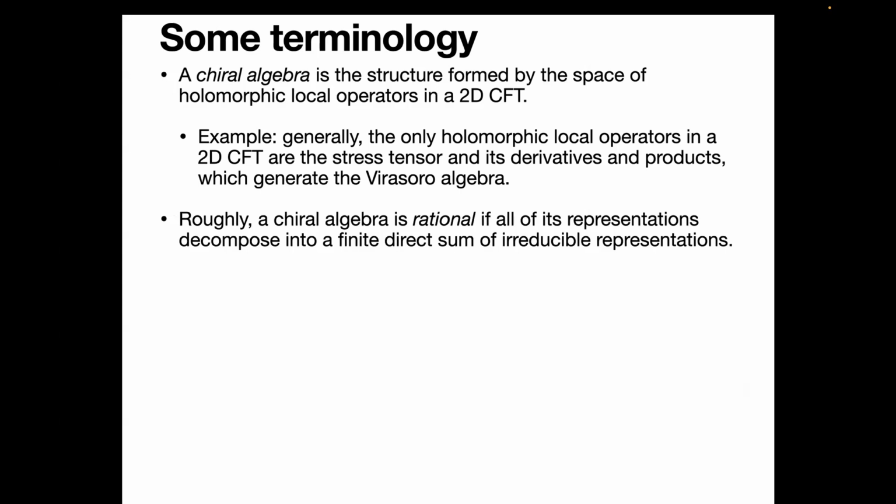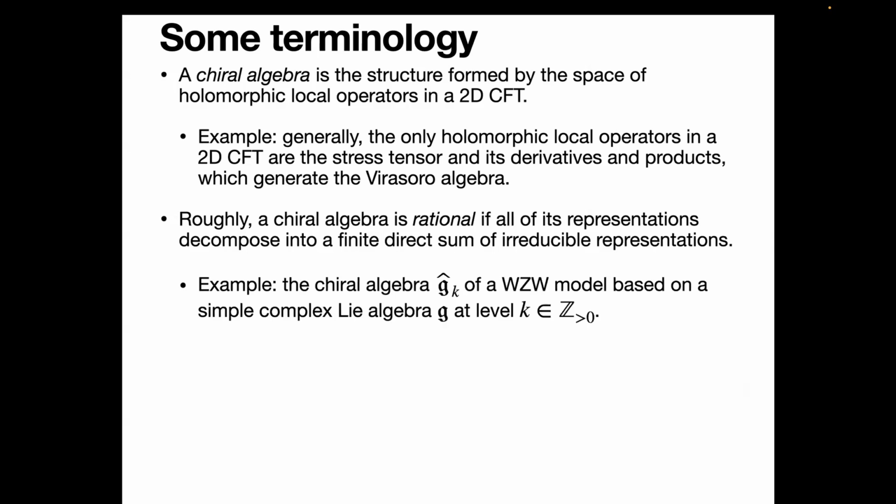So we want to consider particularly nice chiral algebras. One is rational. These are chiral algebras which have a very nice representation theory. They have finitely many irreducible representations, and every representation decomposes into a finite direct sum of these. The prototypical example is the chiral algebra of the WZW model at a non-negative integer level.